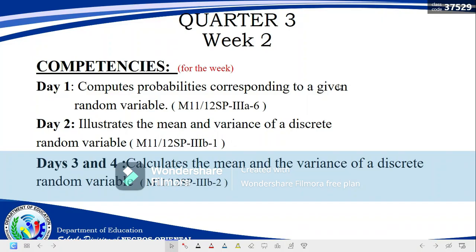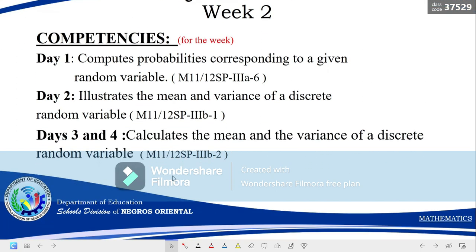Now in today's video, we will be discussing week 2 for quarter 3. So we'll start with the competencies for this entire week. Let's start with day 1. Under day 1, we have computes probabilities corresponding to a given random variable. And for day 2, illustrates the mean and variance of a discrete random variable. And for day 3 and 4, calculates the mean and the variance of a discrete random variable.